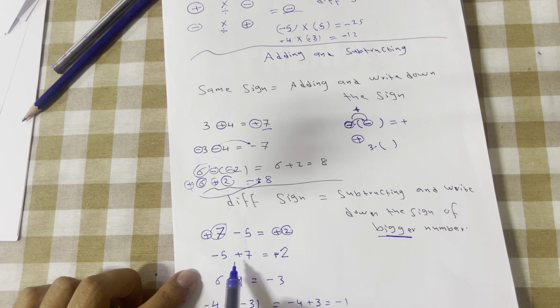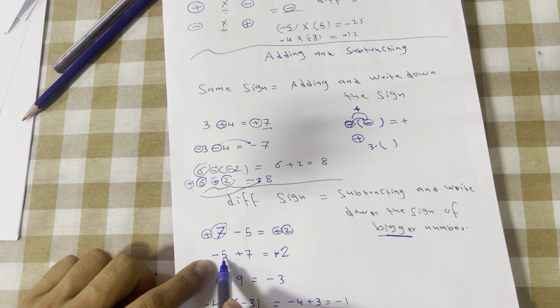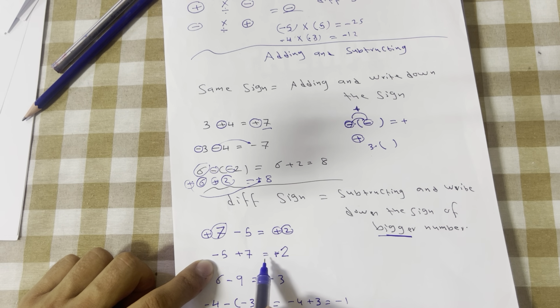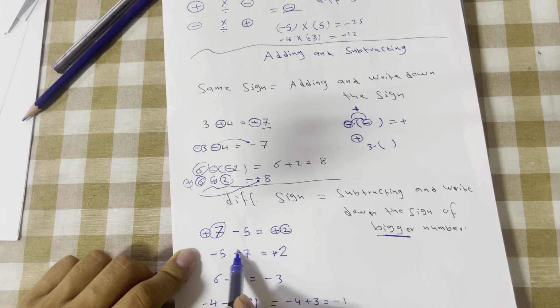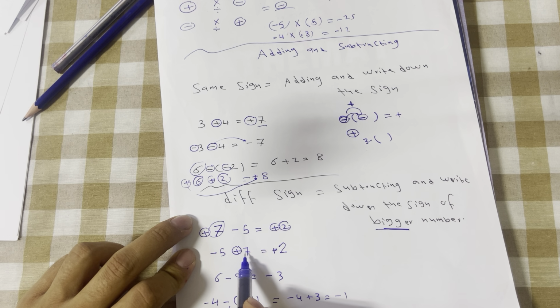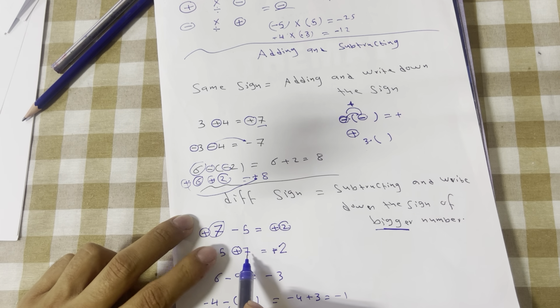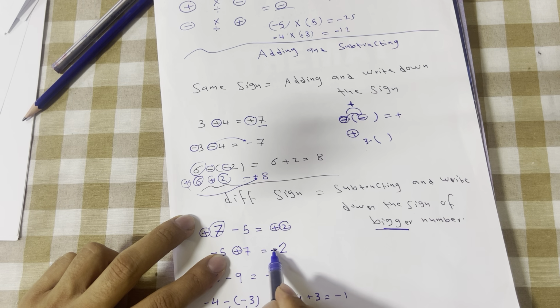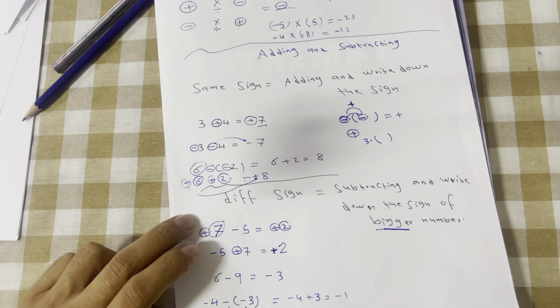Because we have different signs, I have to subtract them. Okay. 7 minus 5 equals 2. And I have to write down the sign of 7 again. Why? Because the sign of the bigger number I have to write down, so I have to write down positive. Okay.